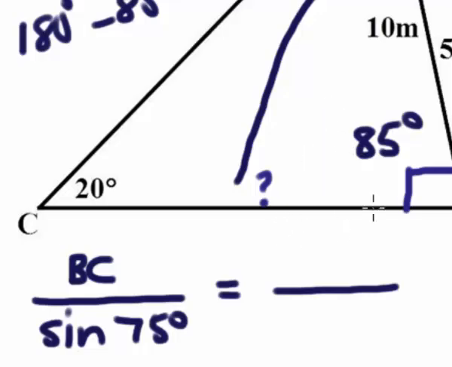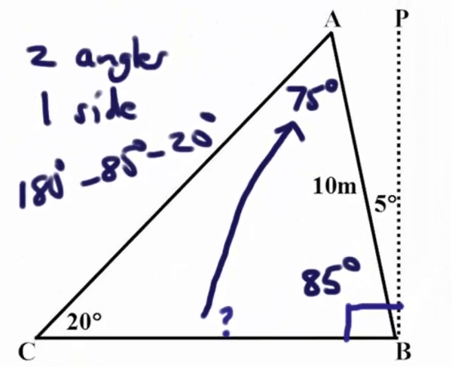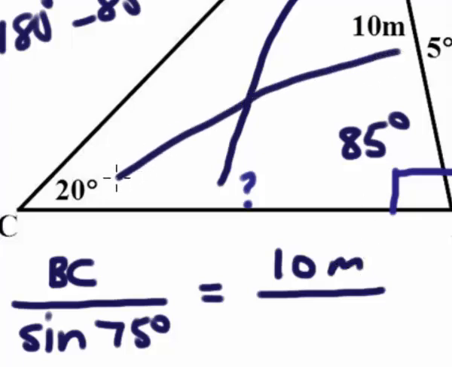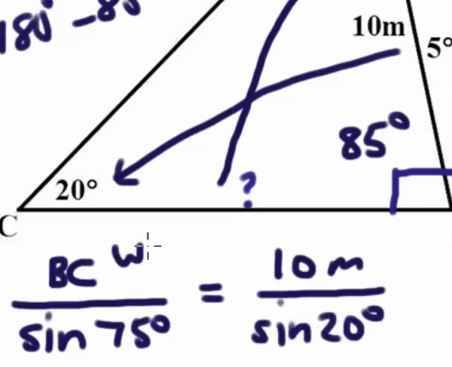Okay, now do you have a given side? Yes, you do. 10 meters there, divided by what is opposite, which is the 20. So you go sine of 20 degrees. So this is what you want, and this is all the other given information. Two angles and a side.